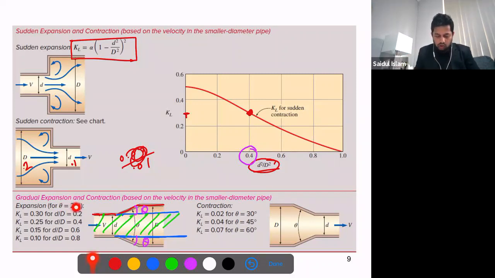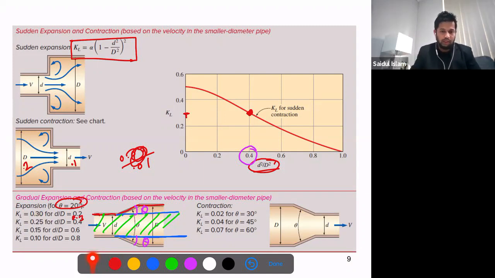So when it is for 20 degree, and the ratio of this small d and this capital D is 0.2, the KL loss coefficient is 0.3. For 0.4, the loss coefficient is 0.25. So let's say you got a question in the exam where the angle theta is 20 degree and the ratio of small d and capital D is, let's say, 0.3. You don't know the loss coefficient value for 0.3, so you do the interpolation here. I will show you how to do that.